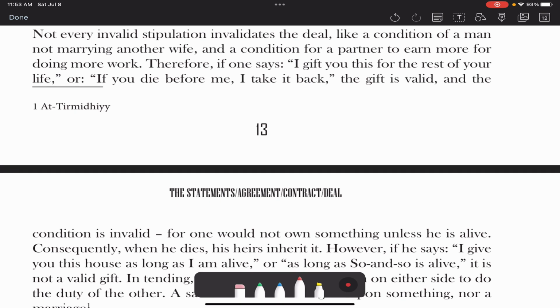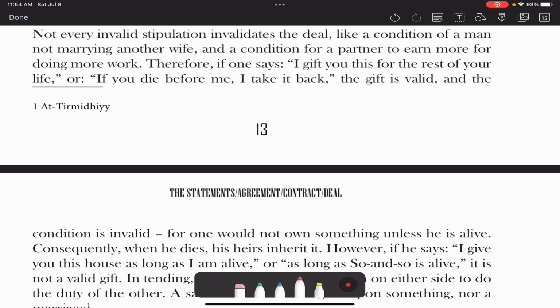Therefore, if someone says, I gift you this for the rest of your life, so that's the deal here, a gift. I gift you this. And then the stipulation is for the rest of your life, meaning once you die, it's not yours anymore. It comes back to me, for example. Or if you die before me, I take it back. So he's saying, I gift you this. That's the deal. And if you die before me, I take it back. That's the stipulation.